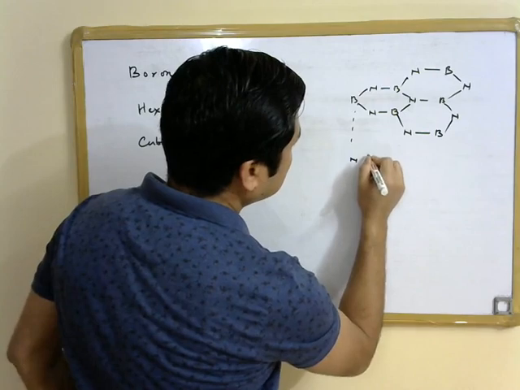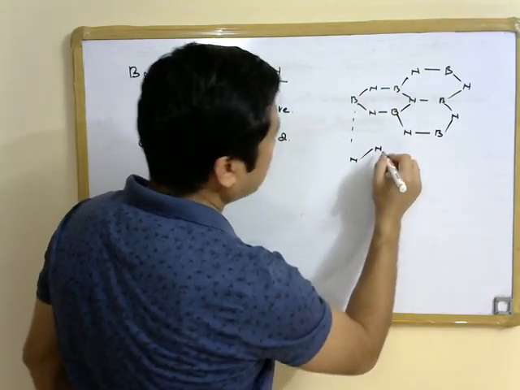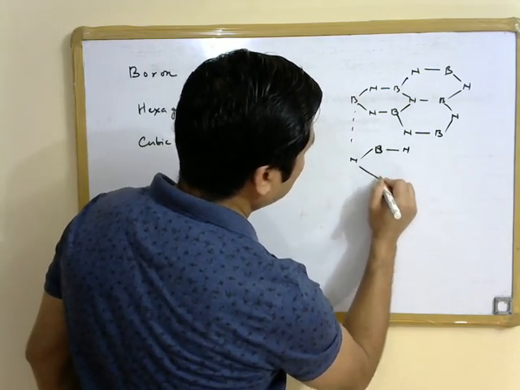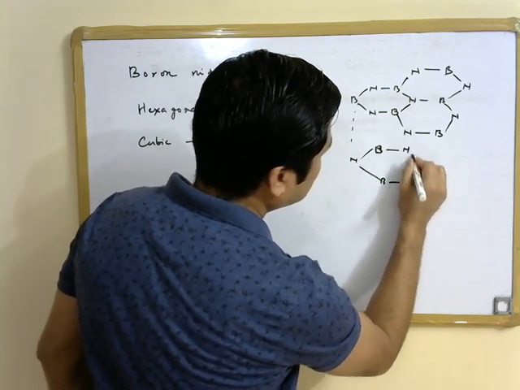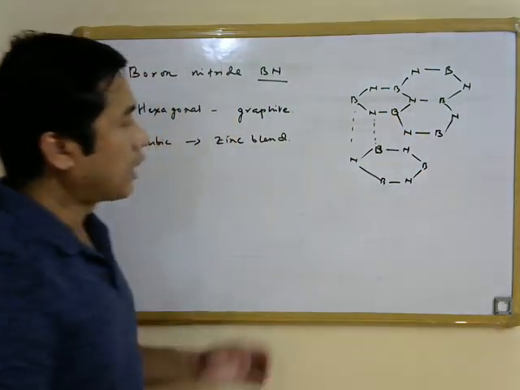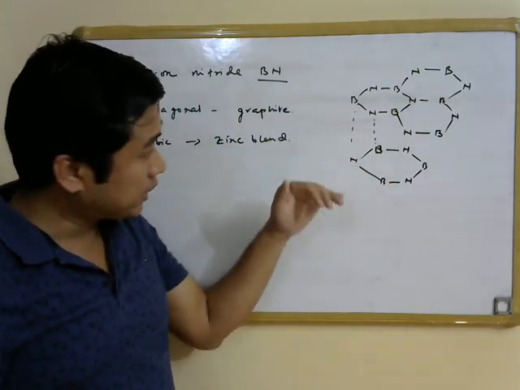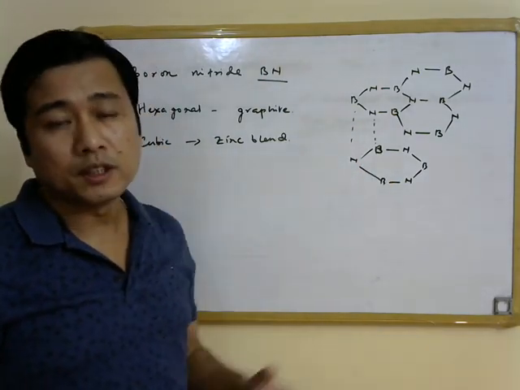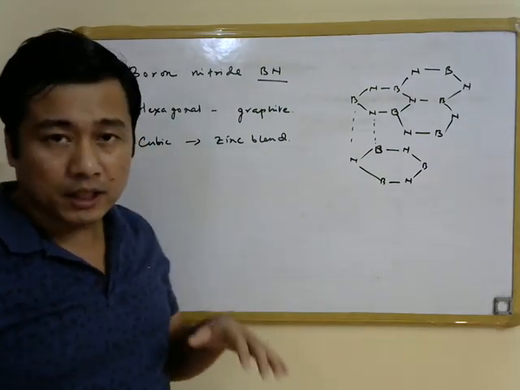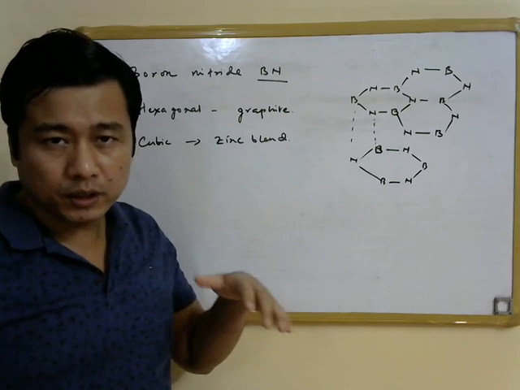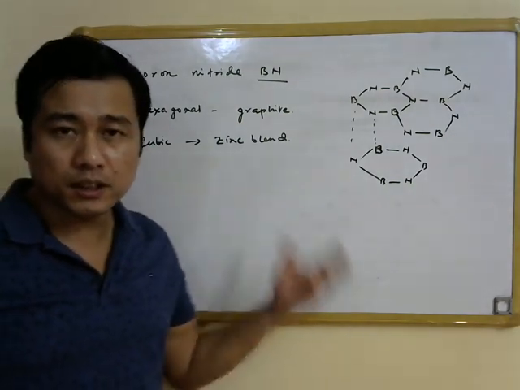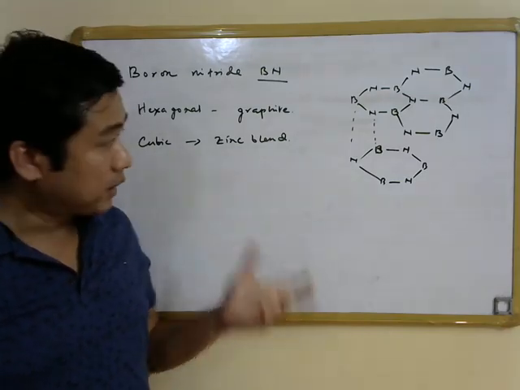So if you look at the next sheet, what we will see is that the boron atoms are exactly on top of the nitrogen atoms of the next sheet, or vice versa. So here the atoms lie exactly on top of each other for different sheets, and that is because of the different type of interaction that is present in case of boron nitride.